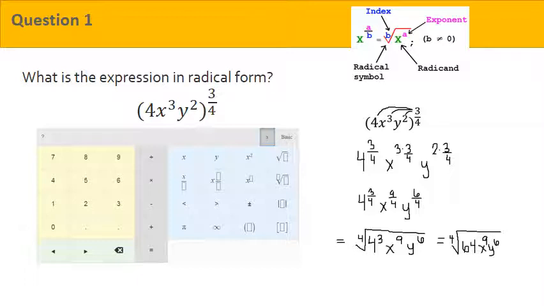So that means you're going to have 4 to the 3/4, you're going to have x to the third times 3/4, and so on. Simplify that, and you're going to end up with 4 raised to the 3/4. Notice that all the denominators are 4, so that means you're taking the 4th root. After you simplify that, your answer is the 4th root of 64, x to the 9th and y to the 6th.